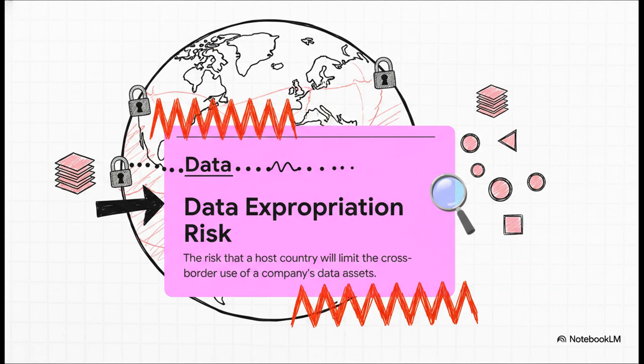And all this leads to a new, really critical kind of political risk that targets a company's most valuable assets. It's called data expropriation risk. Basically, it's the danger that a country, through laws that force data to be stored locally, will pretty much nationalize your data by stopping you from using it across your global network. Your data gets trapped behind their new digital border.